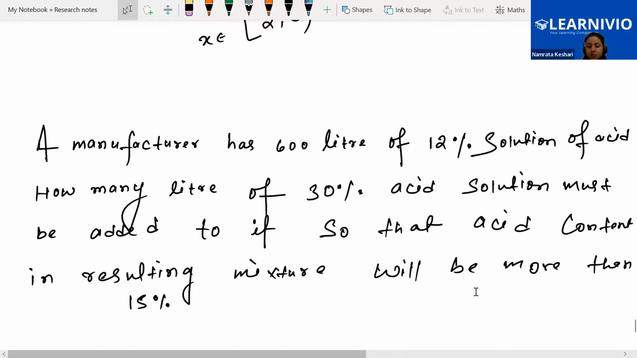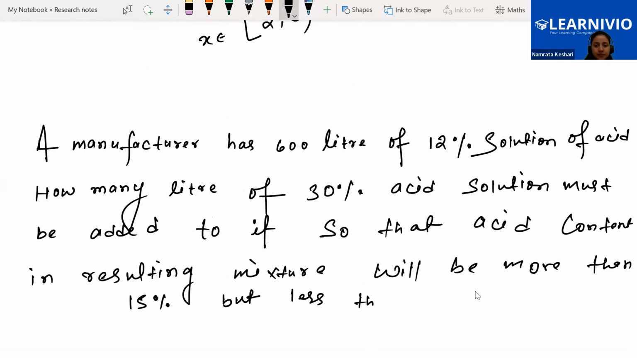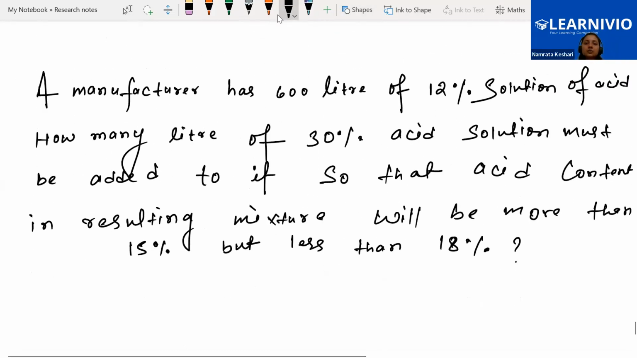Yeah, more than 15%, but less than 18%. Okay, let's do it. Let's try to understand.